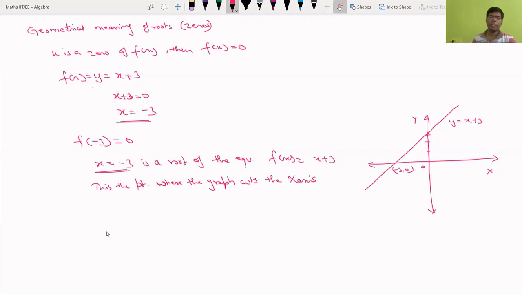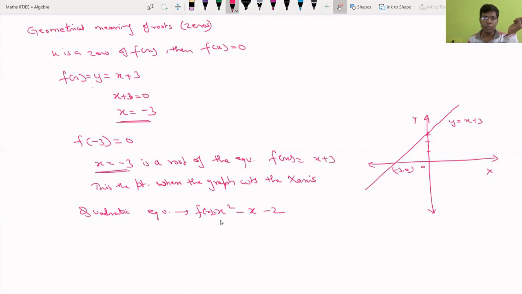So whenever the graph cuts the x-axis, that particular point where it cuts is called the root of the equation. So when we have a quadratic equation, suppose let me take the quadratic equation x square minus x minus 2. I'm just taking some example. Say f of x is equal to x square minus x minus 2. So this is my quadratic equation.